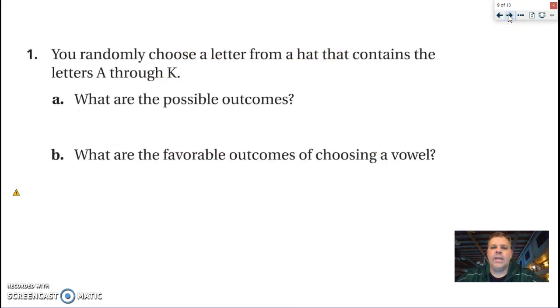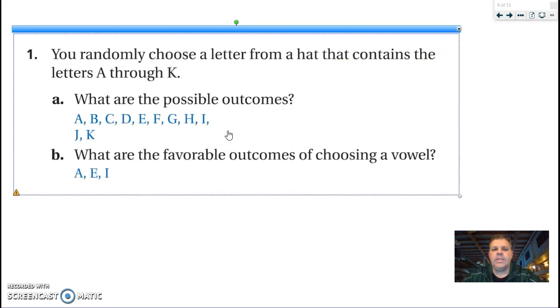You randomly choose a letter from a hat that contains the letters A through K. What are the possible outcomes? Hopefully, you said all of the letters: A, B, C, D, E, F, G, H, I, J, and K. In B, what are the favorable outcomes for choosing a vowel? Again, vowels are A, E, I, O, and U. In A through K, we only have the vowels A, E, and I, so those are the 3 favorable outcomes that we have.